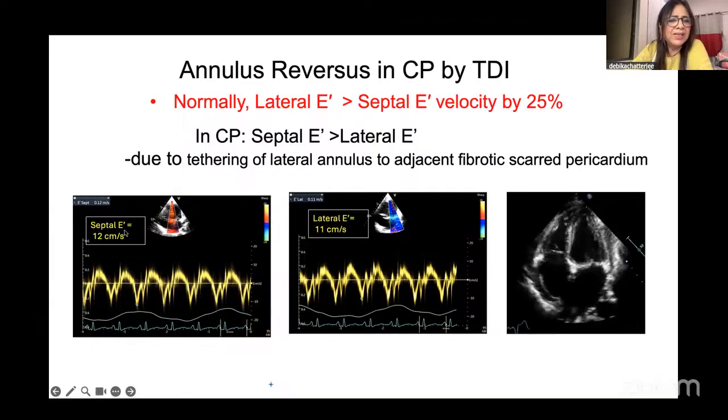So what is happening? See, left septal E prime is 12 centimeter per second and lateral E prime is 11 centimeter per second. Normally, if this is 12, usually in the lateral annulus we get 14 or 16 centimeter per second. But in this particular case, the lateral annular velocity is less than the septal annular velocity. This is called annulus reversus, because the septal annular velocity is more than the lateral annular velocity. So it is a reverse of the normal phenomenon.